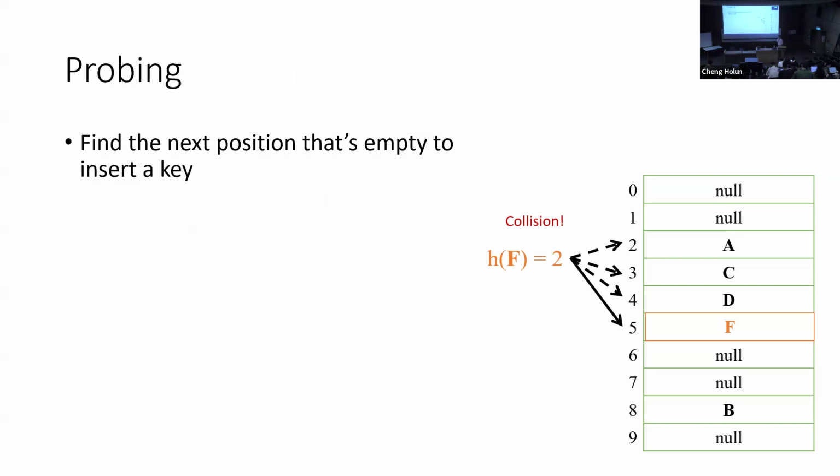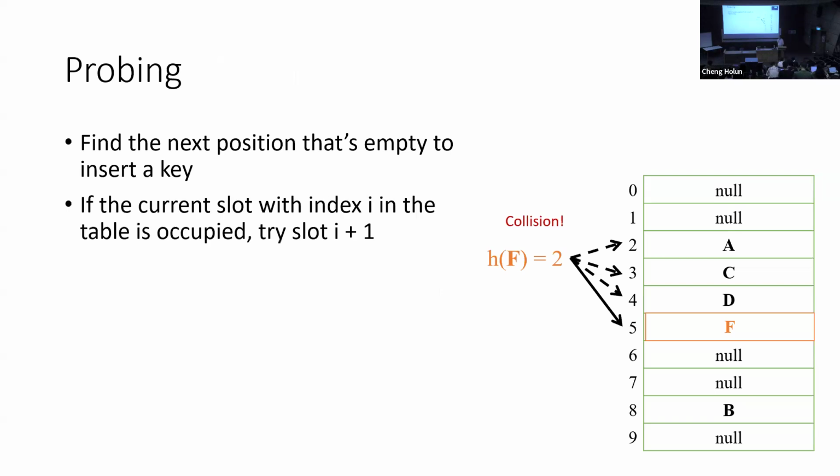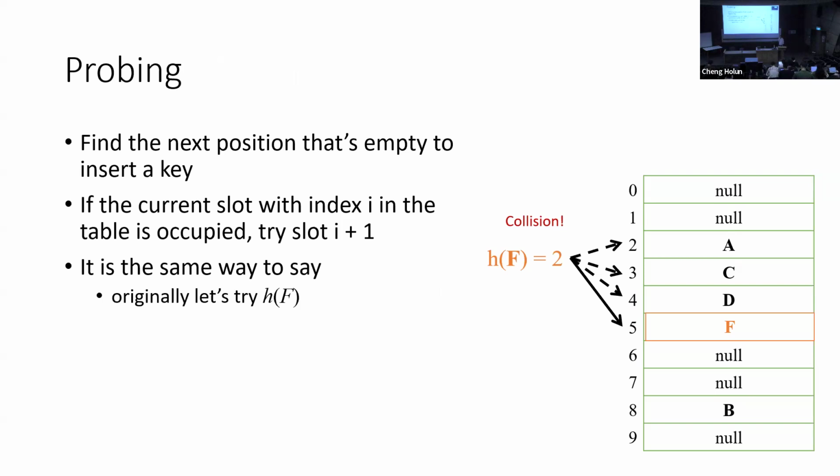So to insert the key, what I do here is, if a collision occurs, that means my original position is occupied, I put it in the next position. I put it in slot i plus 1. I want you to think about this in this way. Originally, let's try to find the position, the hash value of F. If it collides, you have one collision. Okay, remember that you have one collision.